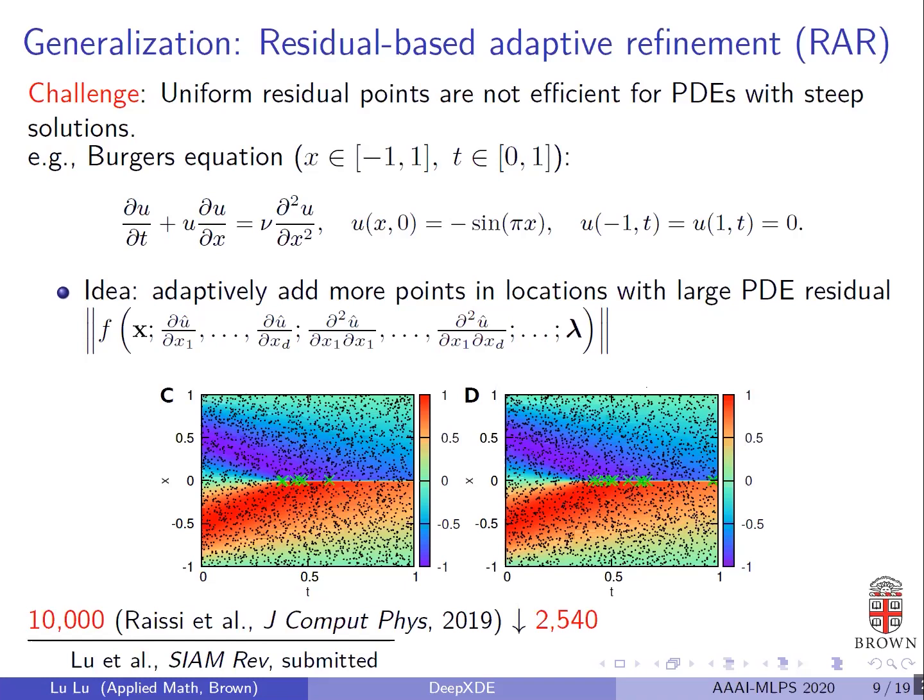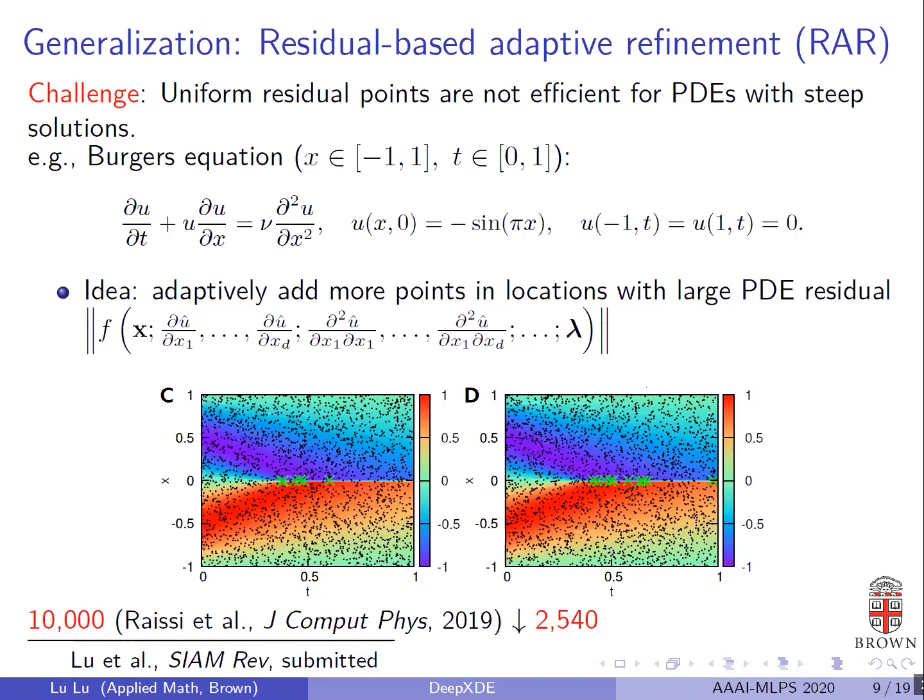Or in the deep learning community, this method can be called active learning. Here I draw two figures. For example, in figure C, there are a few crosses. These cross points are the new points added during the training. As we can see, this method can automatically figure out where to add the new points, because around x equal to 0 in this sharp region, we should add more and more points. So this framework can automatically figure out we should add more points in this domain.